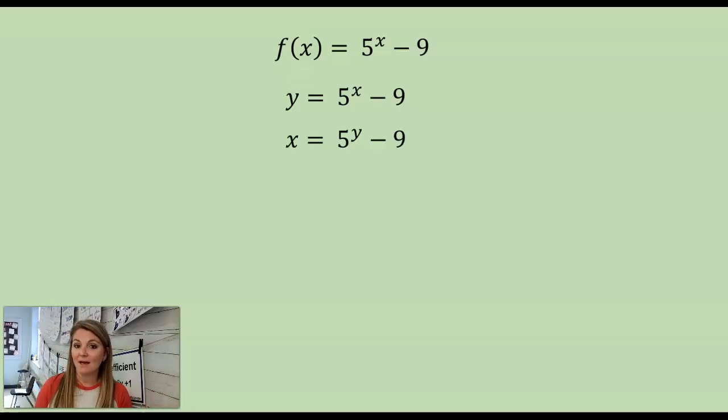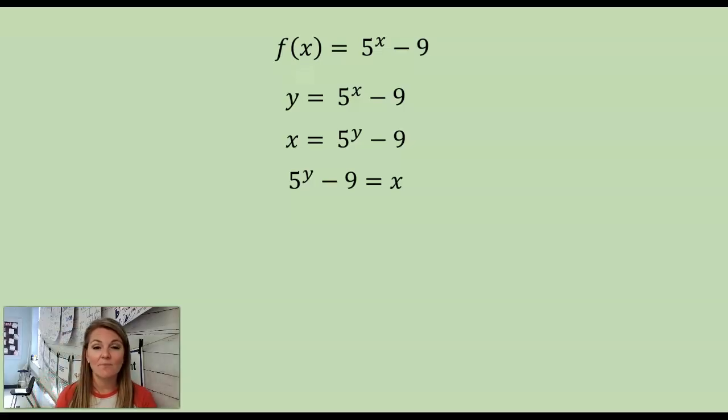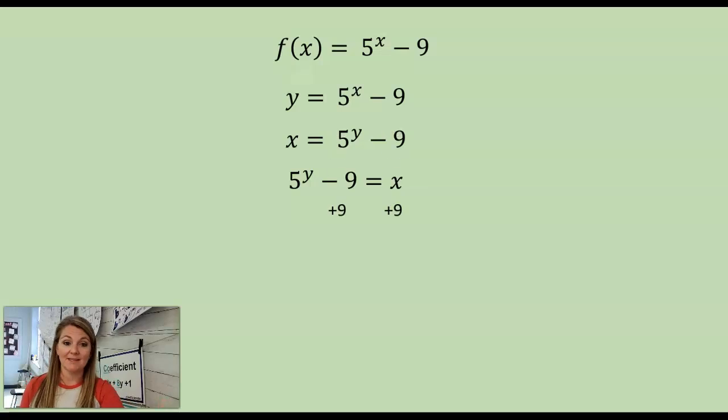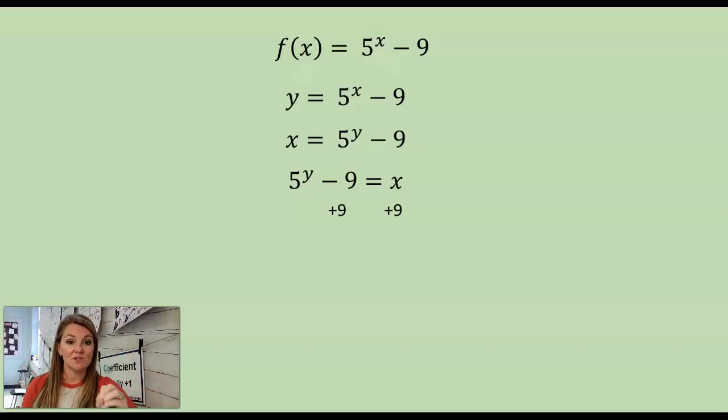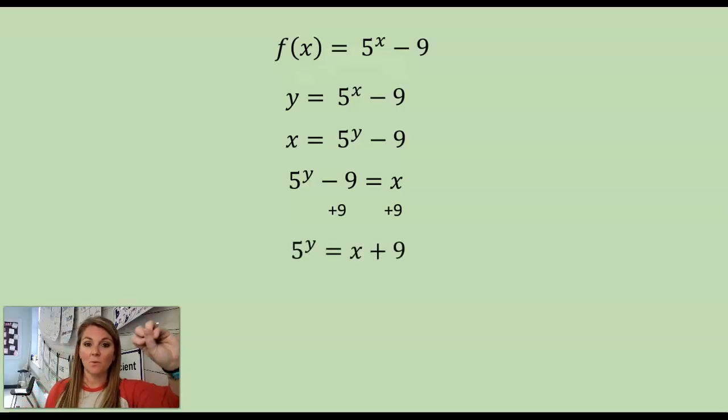Y is not by itself, and it's part of an exponent. I am going to go ahead and switch it, though, because then it's a little easier for me to see it. You don't have to switch it right now. What I'm going to do next is add 9, and then switch it. You're going to eventually get the same thing, okay? My y is not by itself. I don't just have the exponential part by itself. So I need to add the 9. So I'm going to get 5 to the y is equal to x plus 9.